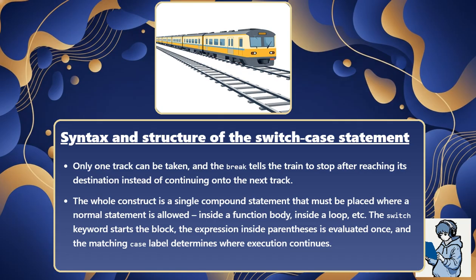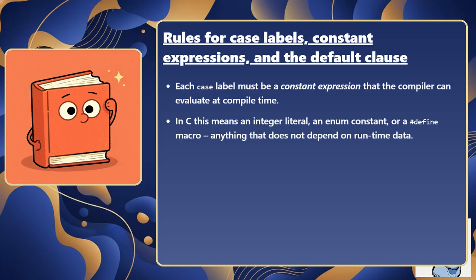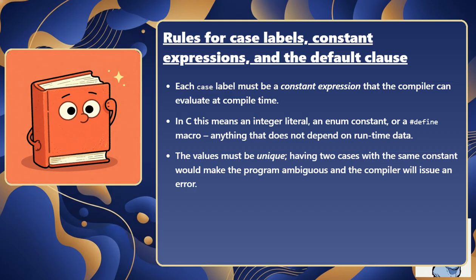The switch keyword starts the block. The expression is evaluated once, and the matching case label determines where execution continues. Each case label must be a constant expression that the compiler can evaluate at compile time. In C, this means an integer literal, an enumeration constant, or a defined macro, anything that does not depend on runtime data. The values must be unique. Having two cases with the same constant would make the program ambiguous, and the compiler will issue an error.